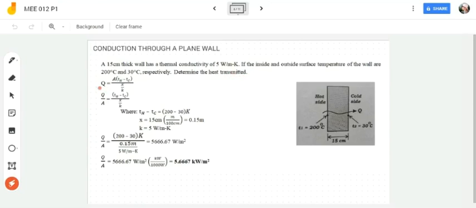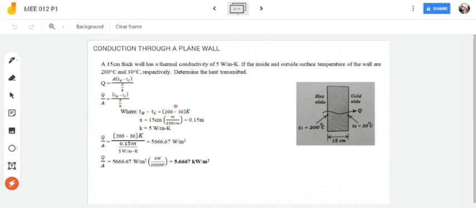Okay, so your Q is actually equal to A, TH minus TC over X over K from our formula a while ago. And then since the area is not given, the surface area of this wall on this side is not given, so we will be getting the Q over A instead. Your Q over A is equal to TH minus T cold over X over K. Okay, where your T hot minus T cold is equal to your 200 minus your 30.